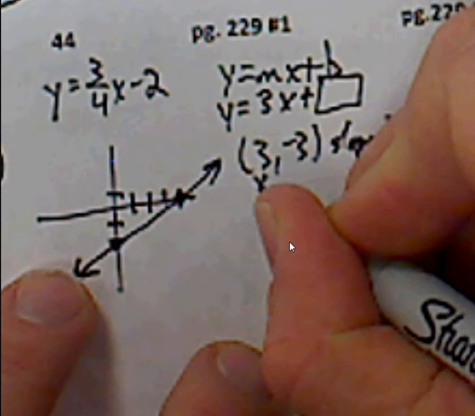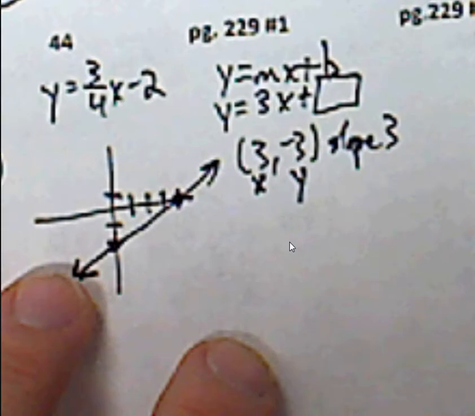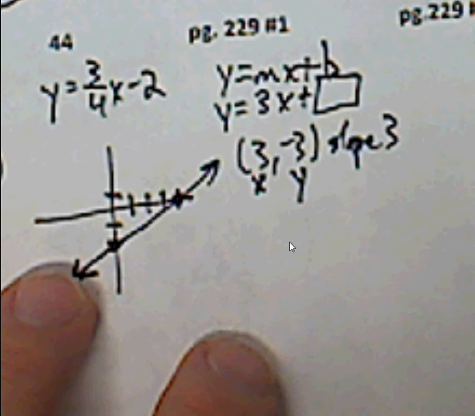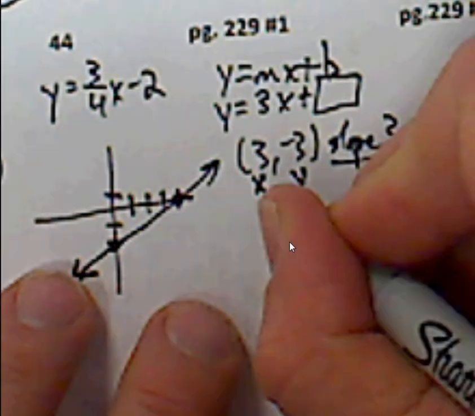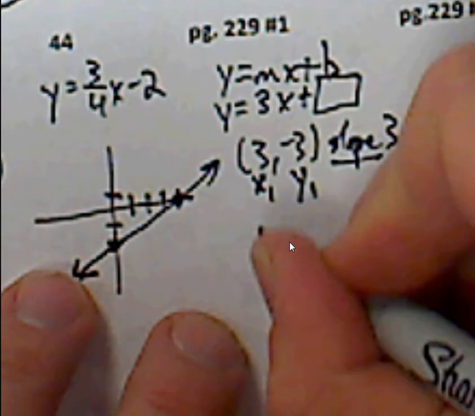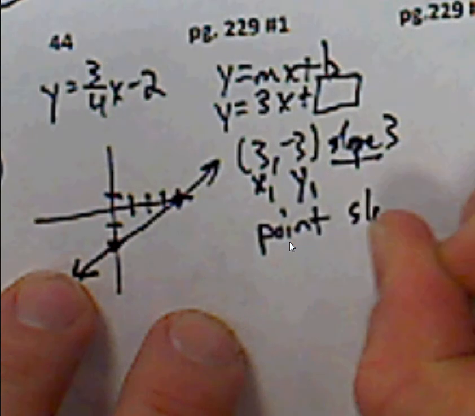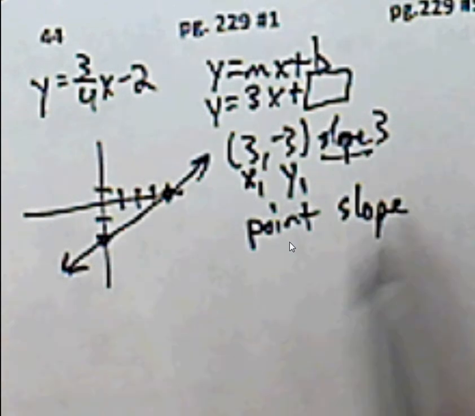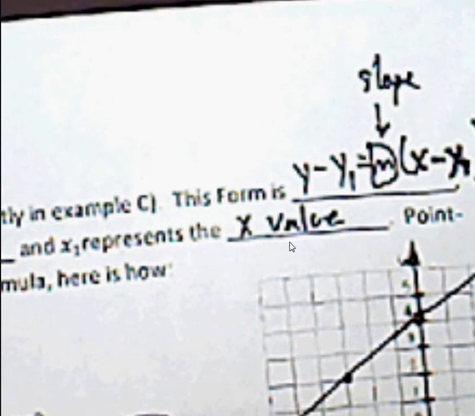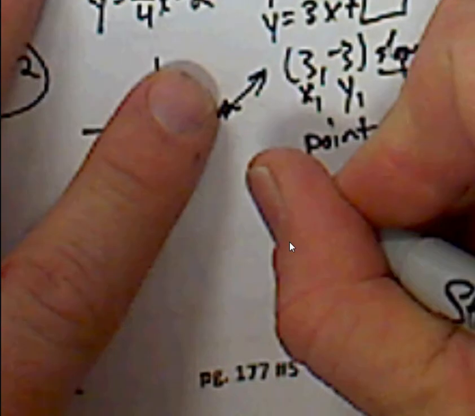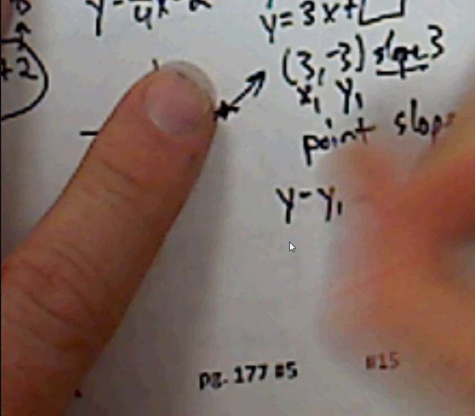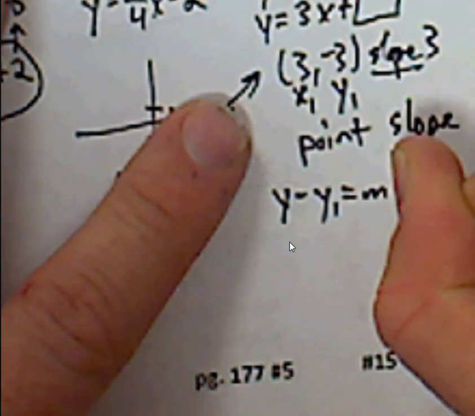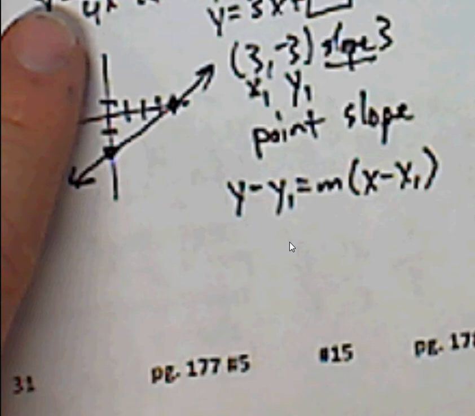If I don't know what my y-intercept is, I need to use the information that they gave me. They give me a point, x, y. They give me an x value and a y value, which is a point, and they give me the slope. So this is x1, y1. If this is a point and this is a slope, guess what? I'm going to use the point-slope formula. Point-slope formula is what I gave you over here. y minus y1 equals m times x minus x1. So I'm going to go ahead and put that formula down. I'm going to use that formula.